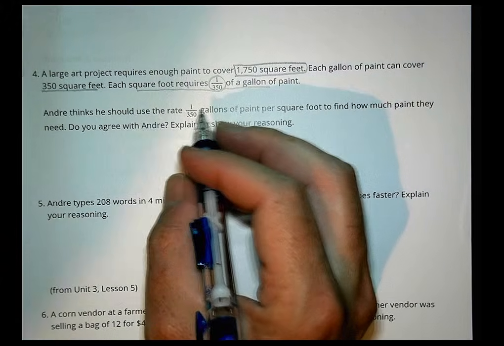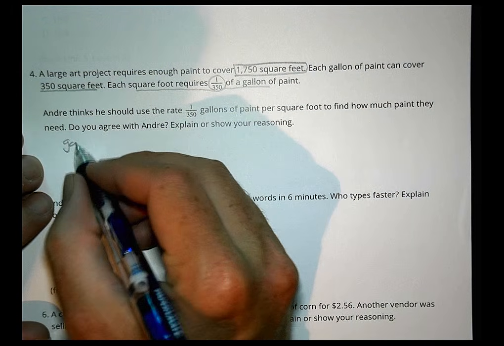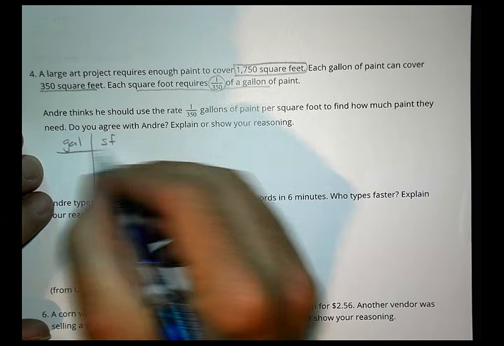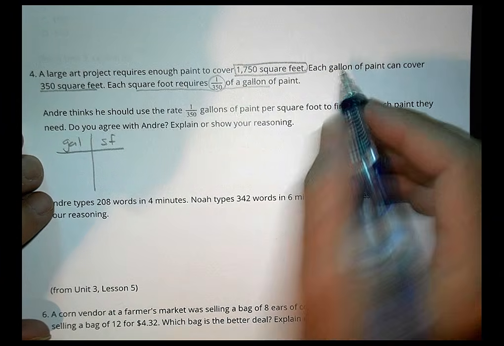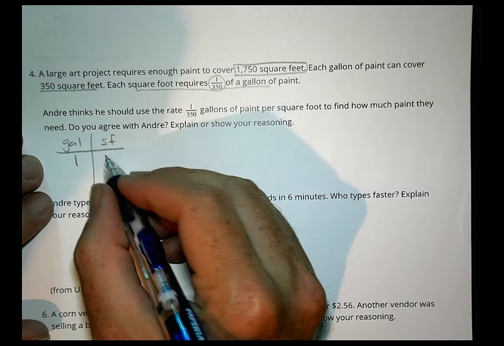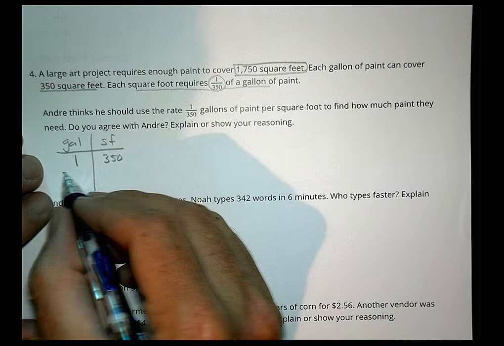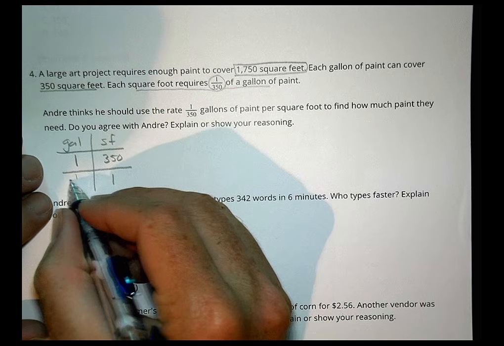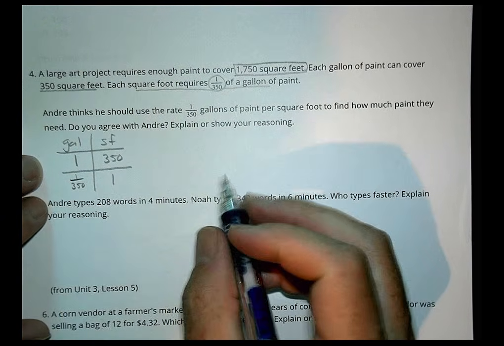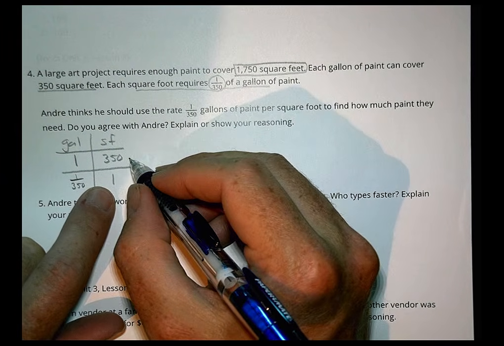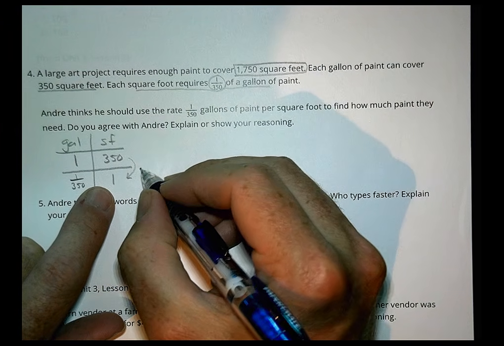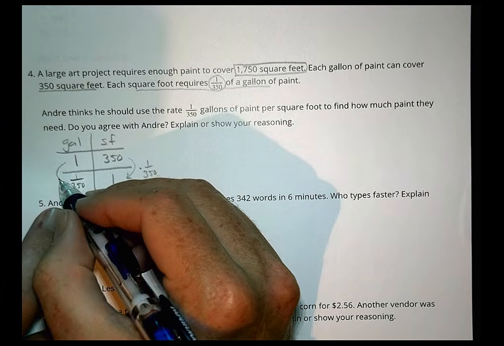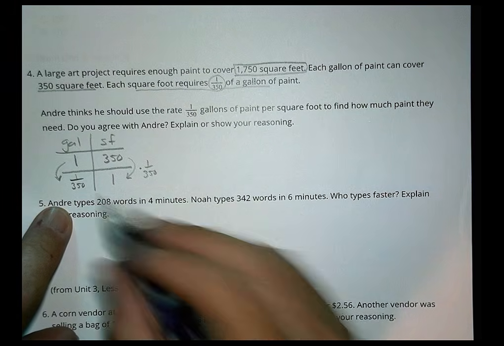Okay, so what do we know so far? Well, here's what we know. We know we have gallons of paint, and we have our square feet. I'll write it as SF. Okay, we know that a gallon of paint, so 1 gallon, can cover 350 square feet. We also know that 1 square foot requires 1/350. Now how would you get that? Well, how would you go from 350 to 1? You would multiply by 1/350. So if you did it over here, what's 1 times 1/350? It's 1/350.